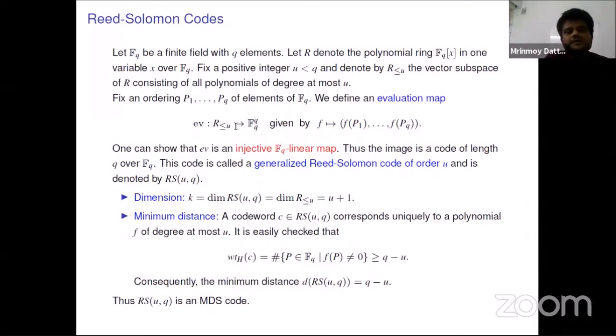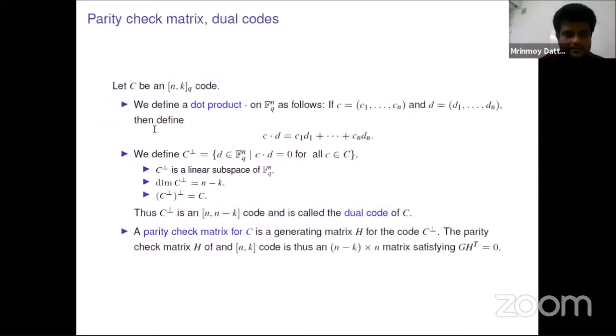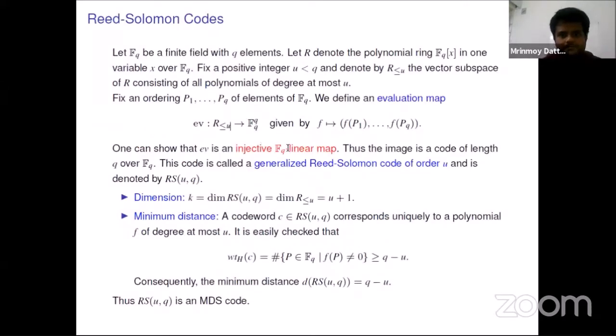So E of R less than or equal to U, the image of R less than or equal to U, will be the subspace of FQ to the power Q. So it is going to be a code. It is going to be a linear code. So the length of the code is going to be Q. The dimension of the code, since this map is injective, will be actually the dimension of this vector space R less than or equal to U, which is of course given by U plus 1.